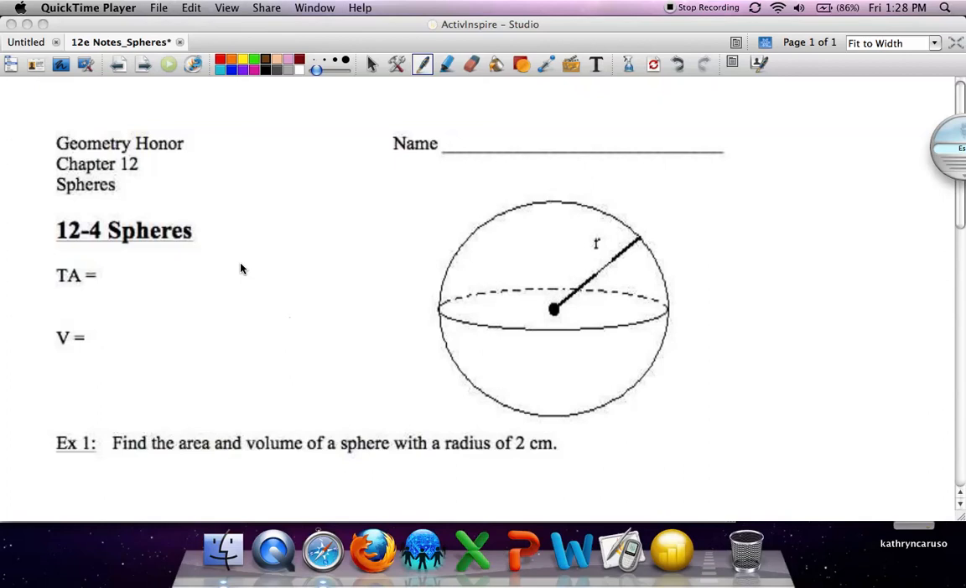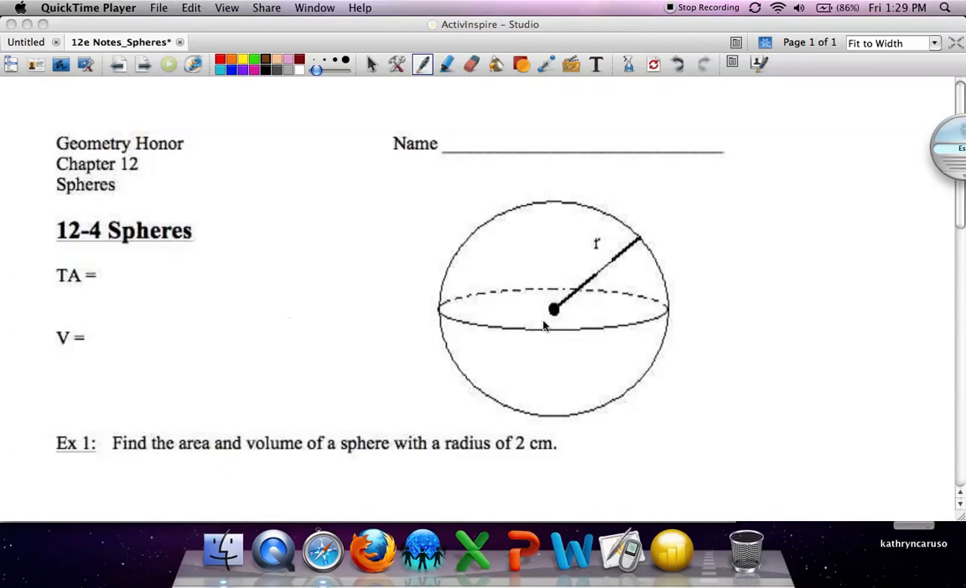The last 3D shape we're going to investigate is spheres. A sphere is a three-dimensional ball. Well, it's basically a ball, and the only thing you need to know about a sphere is its radius. So, I'll just give you the formulas.